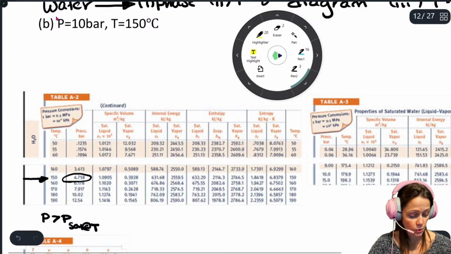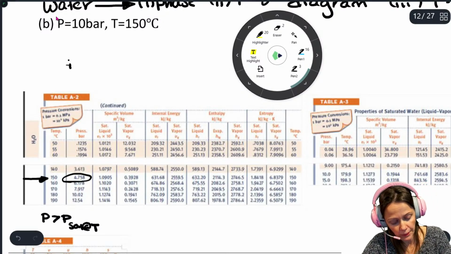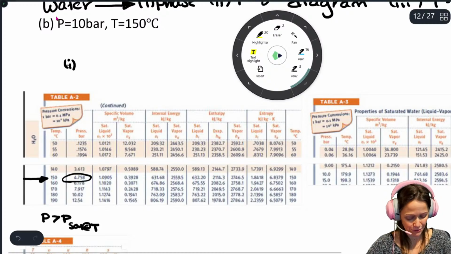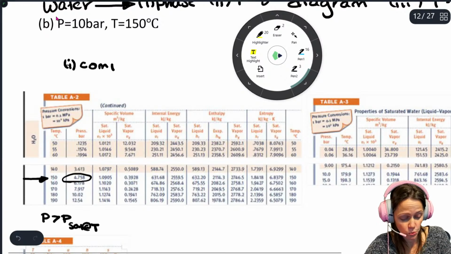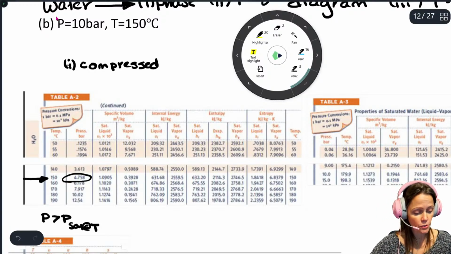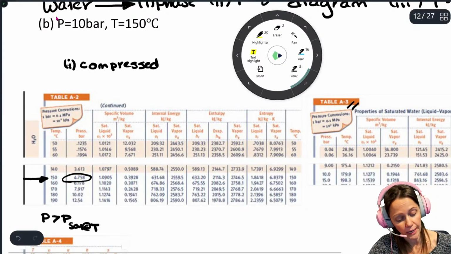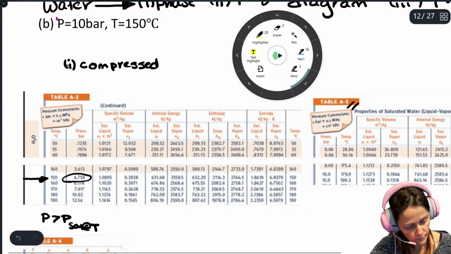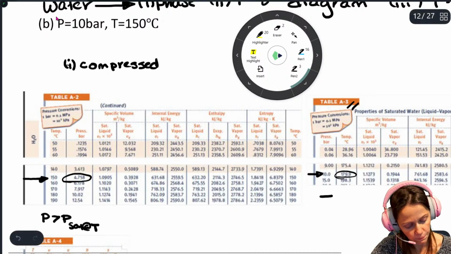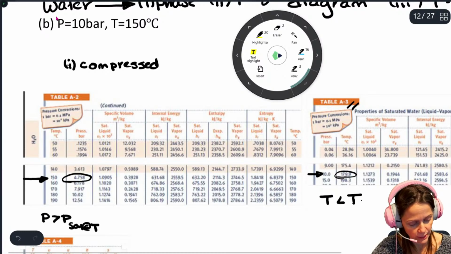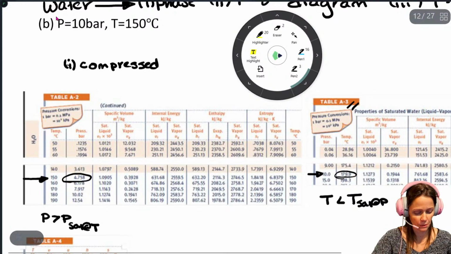And I'm done here, right? At this point, I've figured out what I need to figure out. So I could say, well, it's compressed. By those rules that I've got, it's compressed. So I've answered the first thing, but I could also use the information in table A3 to get there. So I could go to 10 bar and see that if it were going to be saturated, my temperature would have to be 179.9 degrees Celsius. So in other words, my temperature is less than the T sat at P.